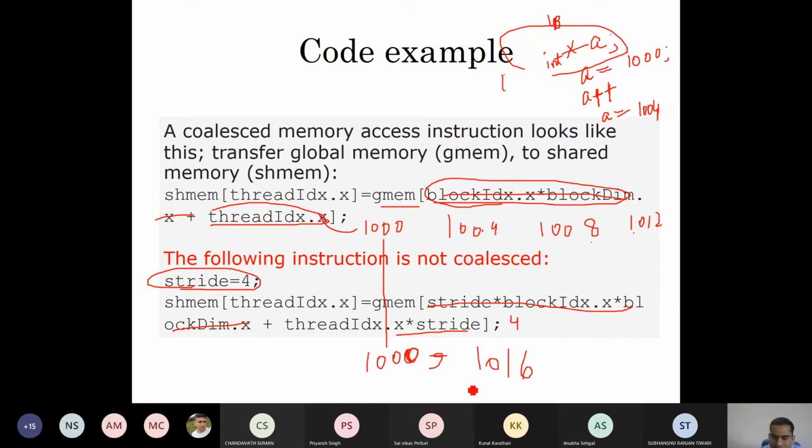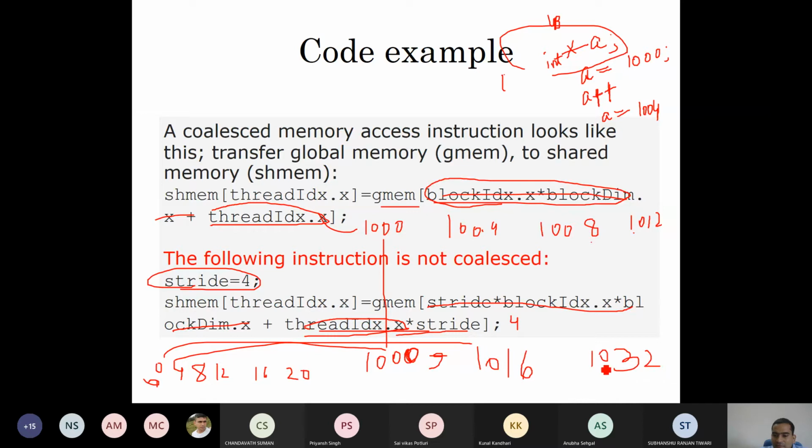So it will no longer be sequential or aligned. It will cross the boundary. Here we multiplied the thread value by the stride. So now this value will become 0, 4, 8, 12, 16, 20, and so on. Corresponding to that, the addresses: for 0 it will be 1000, for 4 it will be 1016, for 8 it will be 1032, for 12 it will be 1048, and so on. So it will cross the boundary.